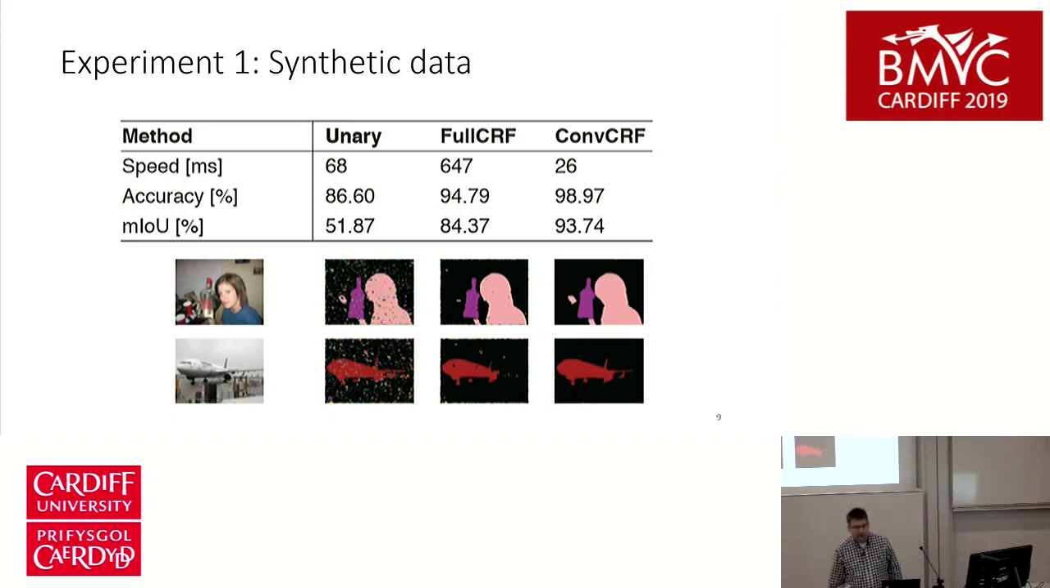So full CRFs don't have many parameters. The only parameters actually are the ones to balance unary and pairwise. And Krähenbühl and Koltun have some default suggestions for full CRFs. So I use the same parameters which are suggested by Krähenbühl and Koltun for both full CRF and ConvCRF. The goal is to basically just compare the structure. And I probably don't need to mention that this is a big advantage for full CRFs. Despite this, my ConvCRF architecture beats the full CRF quite a bit and is much, much faster, which is basically the main result.